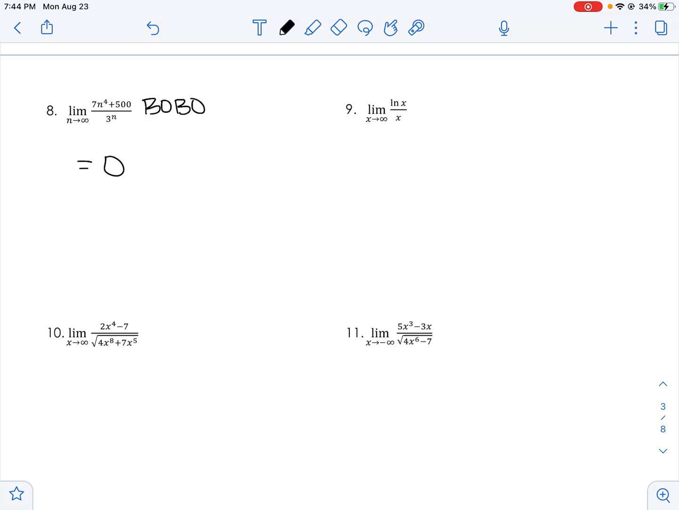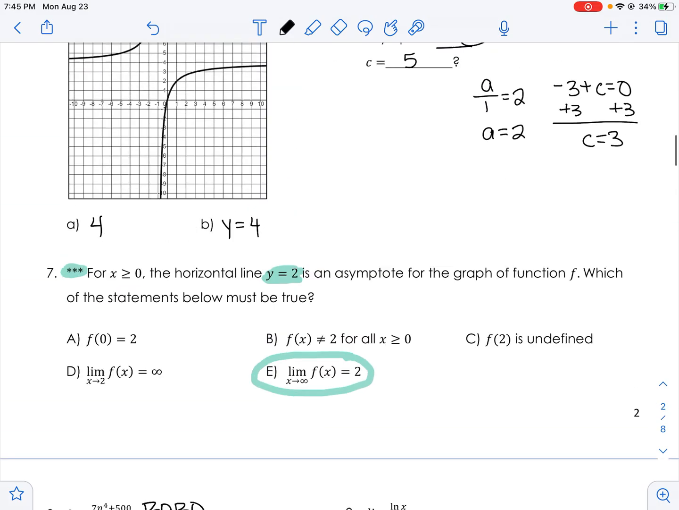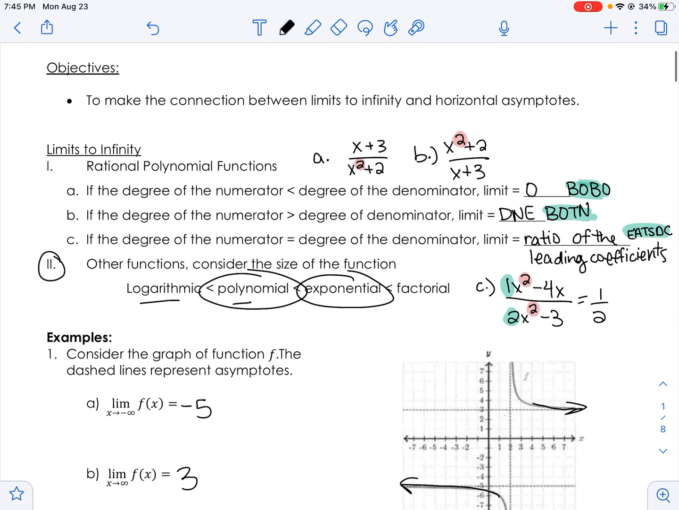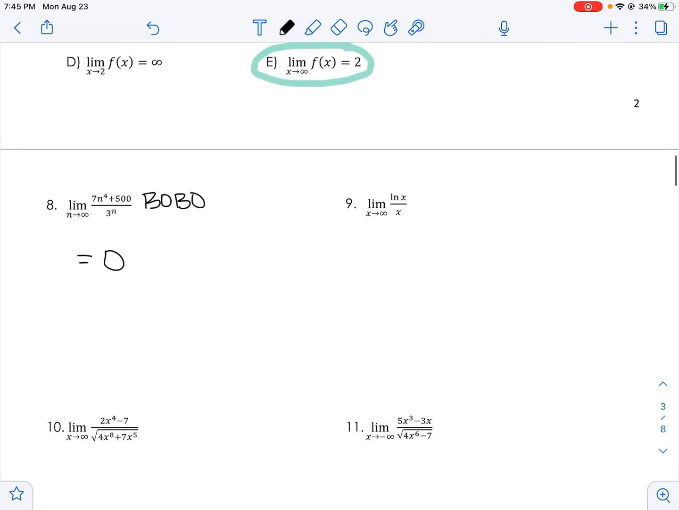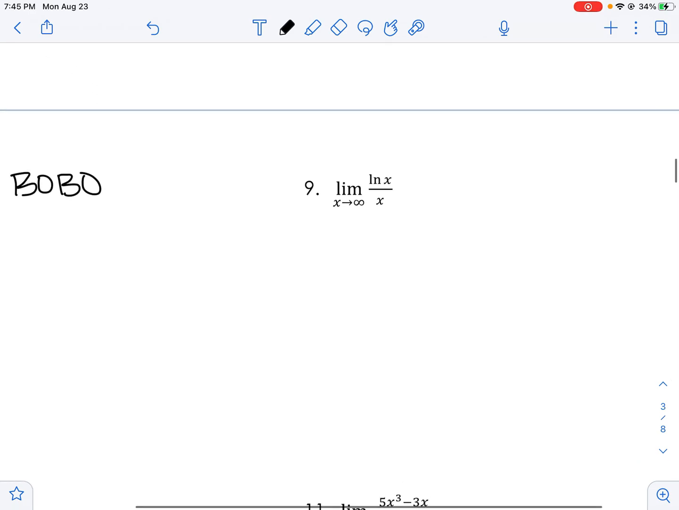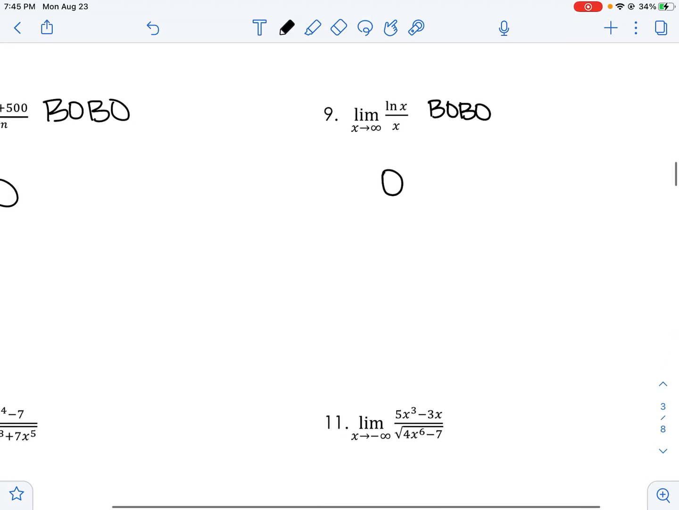Okay, looking at the next one. I have a logarithmic function in the numerator and a polynomial function in the denominator. Again, if we go back up, a logarithmic function is smaller than a polynomial function, which means that I am bigger on bottom again. And when it's bigger on bottom, the limit is 0.